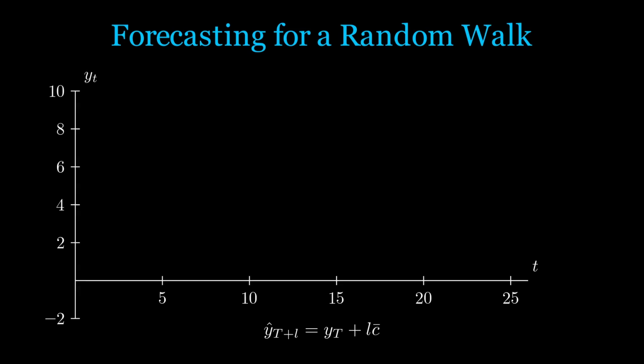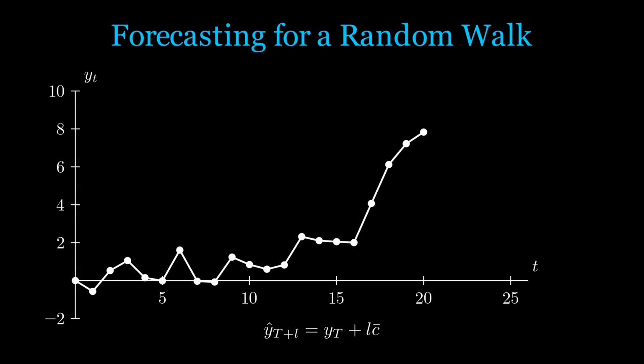Let's visualize this. Unlike white noise, a random walk has memory. Here we observe a random walk over 20 periods. Notice the upward trend? To forecast, we take our current position and project the average drift forward. Because we multiply C bar by L, our point forecast forms a straight line.